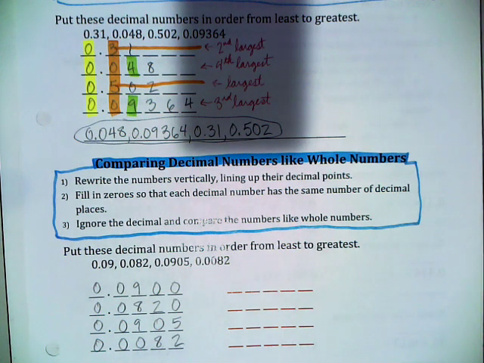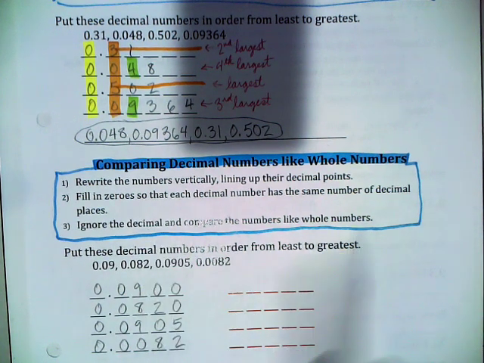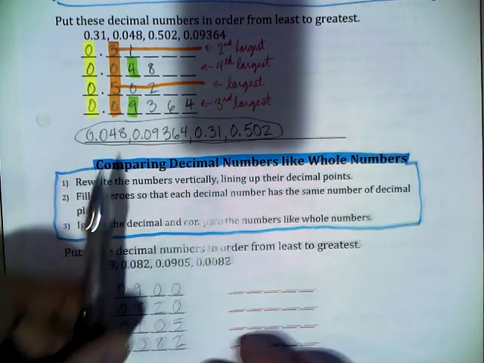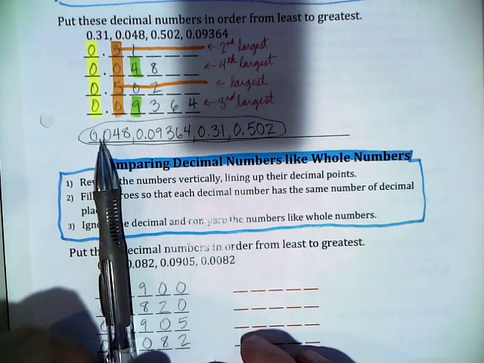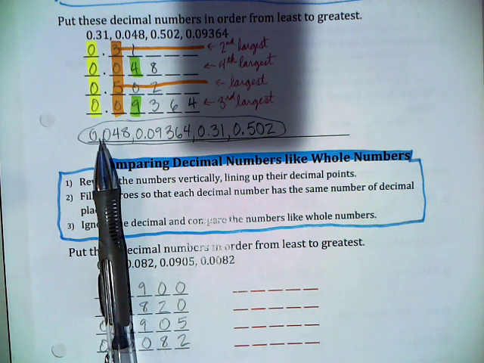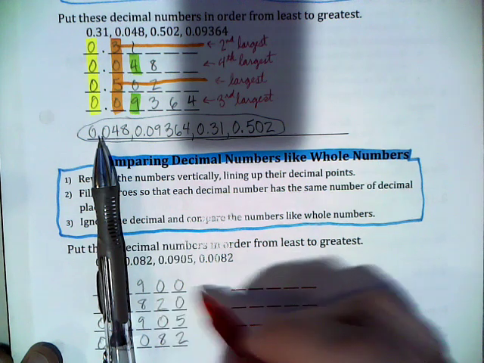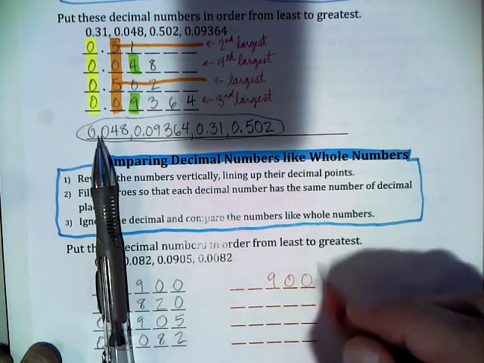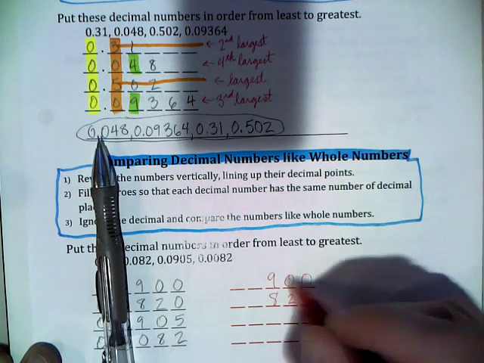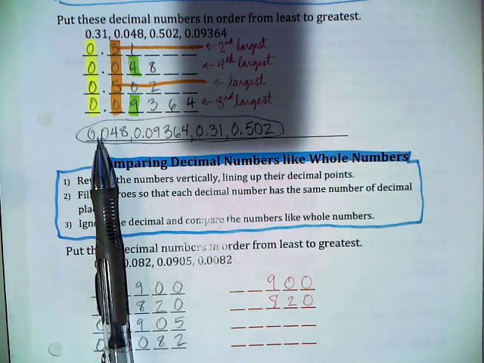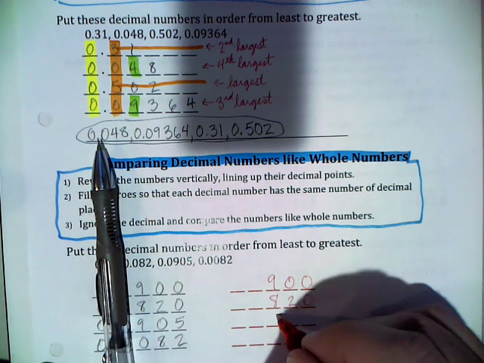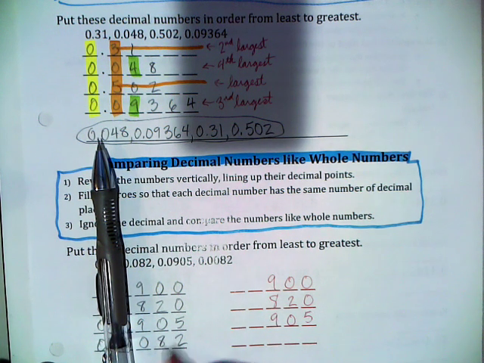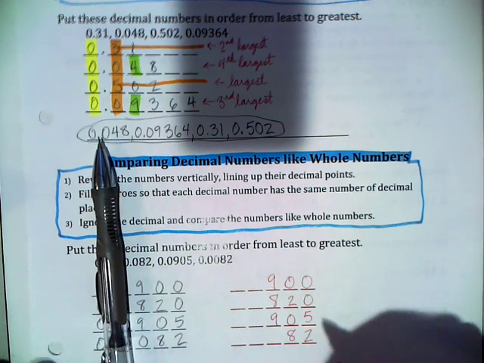Now once that's done, this becomes really easy because now all we're going to do is ignore the decimal and compare the numbers like whole numbers. So if I ignore the decimal, what do we see? Well, this decimal number basically looks like 900. This number looks like 820. Now understand they're not, but they look like that without their decimals. This number right here looks like 905, and this decimal right here looks like 82.